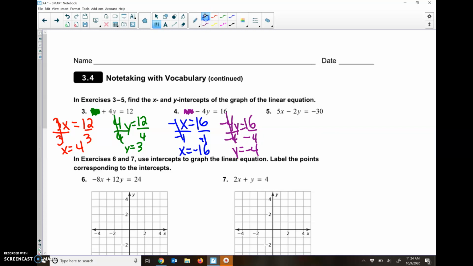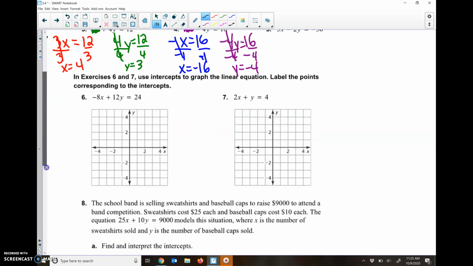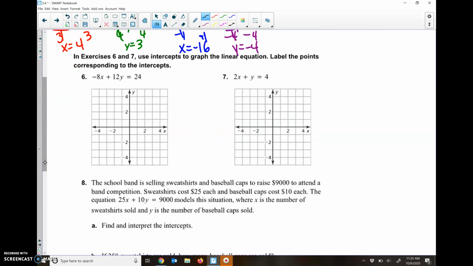Okay, let's look at a couple more here. So let's look at 6 and 7 now that we actually have to graph these. Okay, so now it says use the intercepts to graph the linear equations and then label the points. So same thing, nothing changed, except now we're actually going to graph this one when we're done.